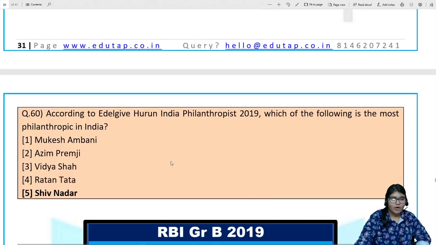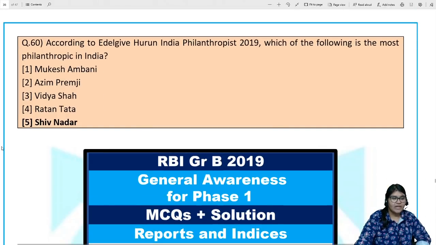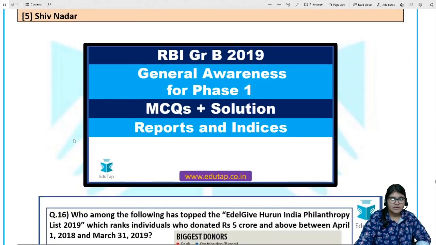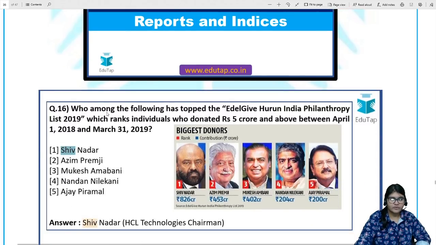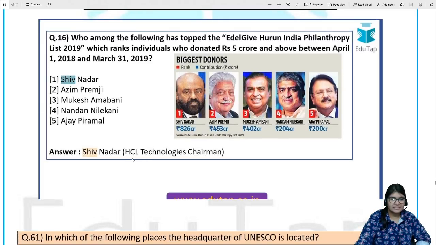Next question: according to EdelGive Hurun India Philanthropy List 2019, which of the following is the most philanthropic in India? The amount was also given in the paper. I think it was 826 something, so I'm not able to recollect immediately at this point of time. And the answer is Shiv Nadar. This was clearly given in the reports and indices session that we had taken as part of the marathon series. It is HCL Technologies Chairman Shiv Nadar.